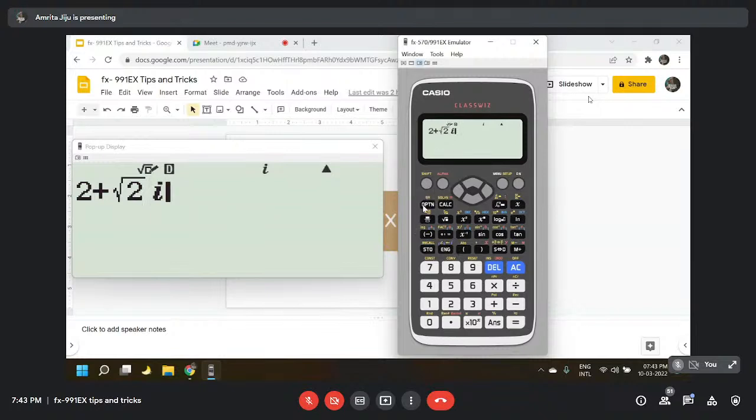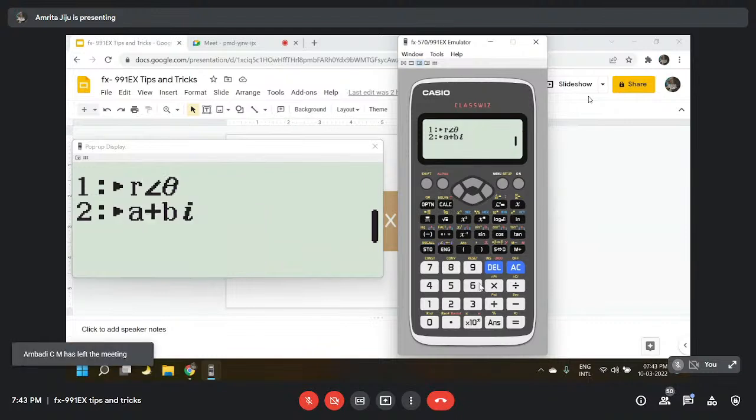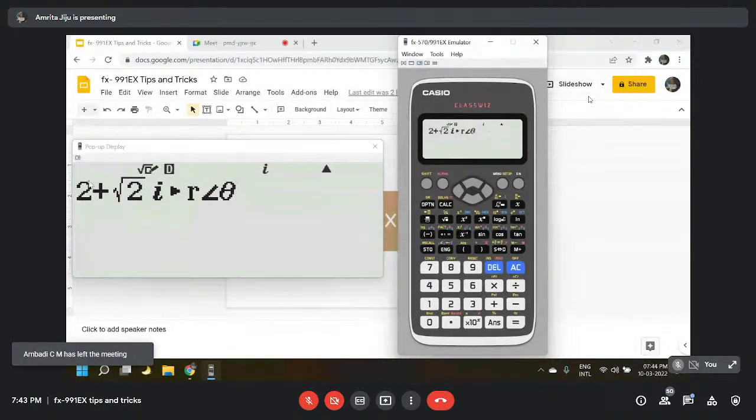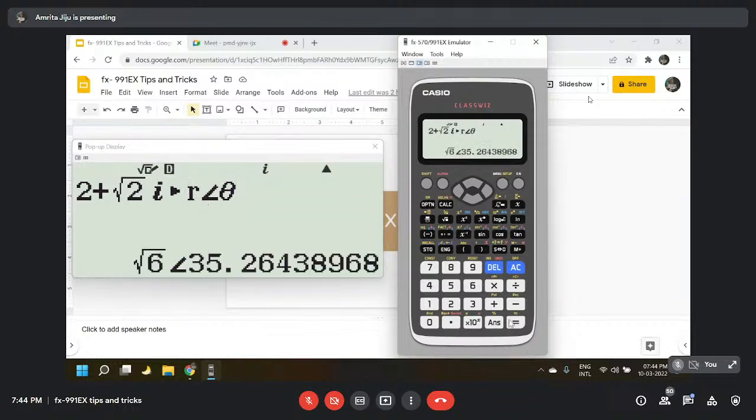In order to convert it into polar form, you go to options and select option 1. You can see it is now the rectangular coordinates. You have a triangular symbol here and r angle theta. Once you click equal to, you can see root 6 angle some angle. So root 6 is the r value of this complex number, and 35.26 is the angle, or theta value.